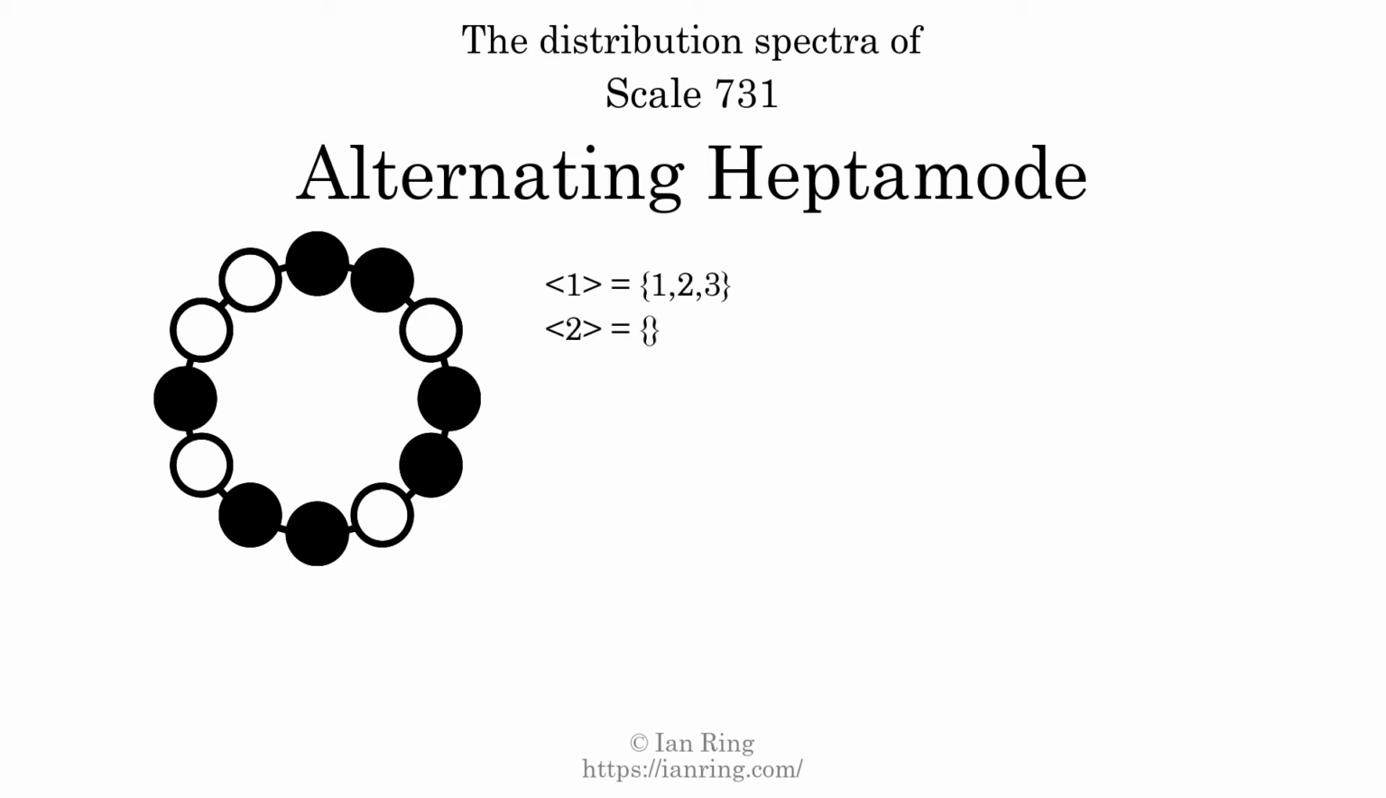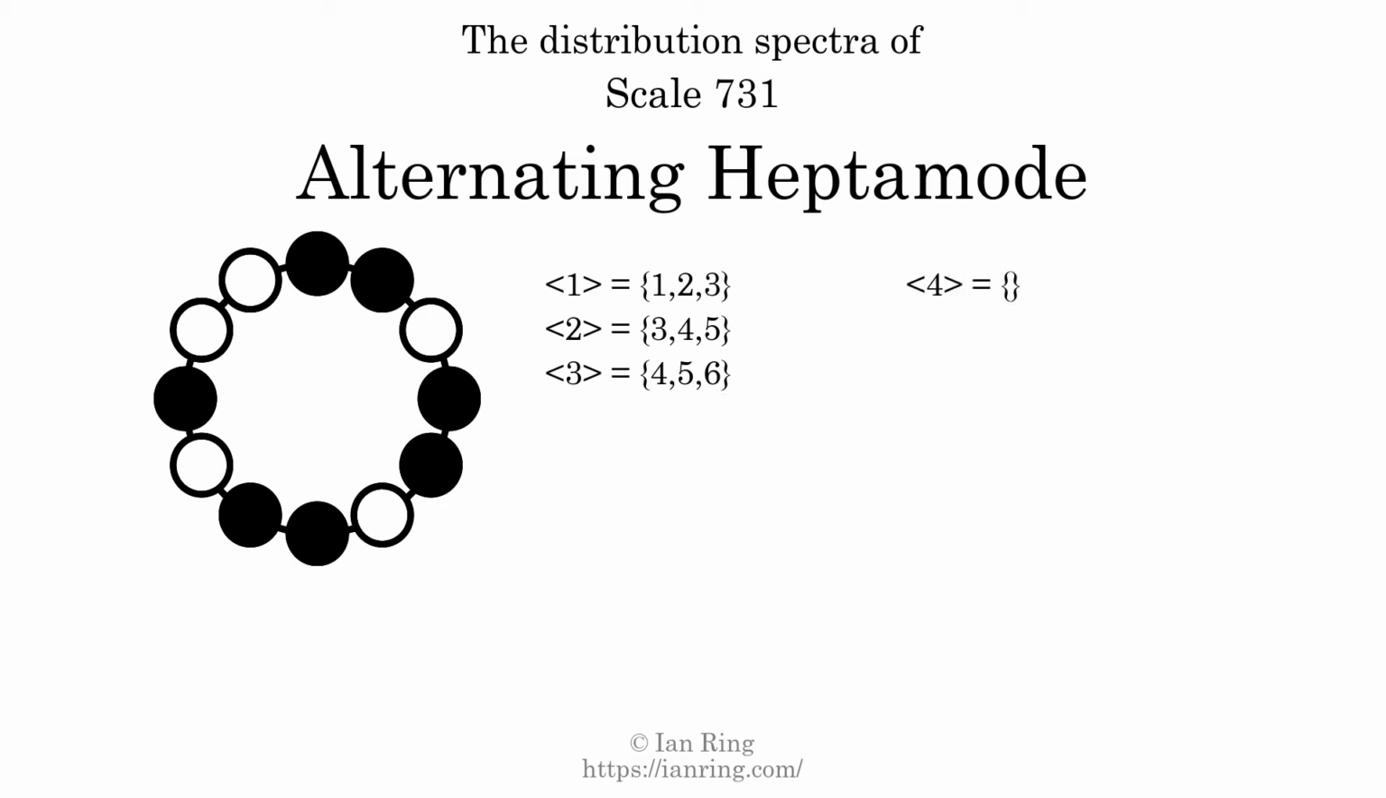The generic interval of 2 scale steps comes in 3 different specific interval sizes. 3 semitones, 4 semitones, and 5 semitones. The spectrum width of this generic interval is 2. The generic interval of 3 scale steps comes in 3 different specific interval sizes. 4 semitones, 5 semitones, and 6 semitones. The spectrum width of this generic interval is 2.